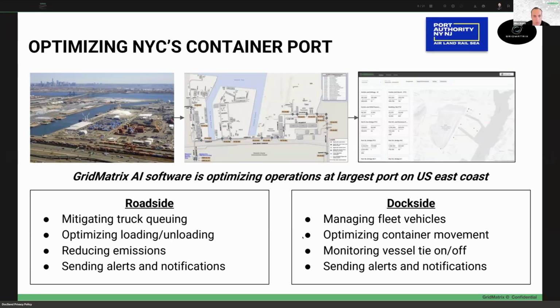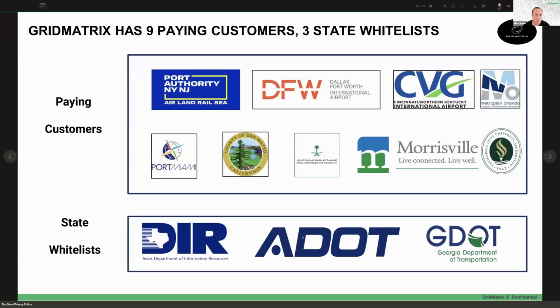We're also at the Port Authority of New York and New Jersey at their port, doing similar things, managing their fleet vehicles, optimizing container movement, and sending notifications when ships arrive. Over time, we hope to help ports in particular drive optimal docking utilization, which is a major revenue driver for them. So we'll be able to justify a high price just by our revenue optimization for these ports.